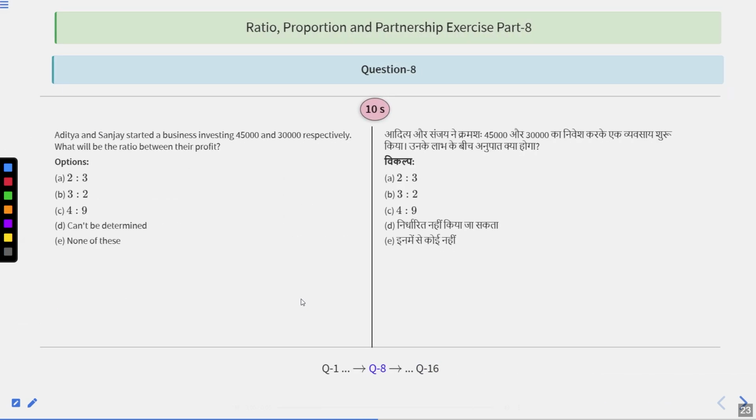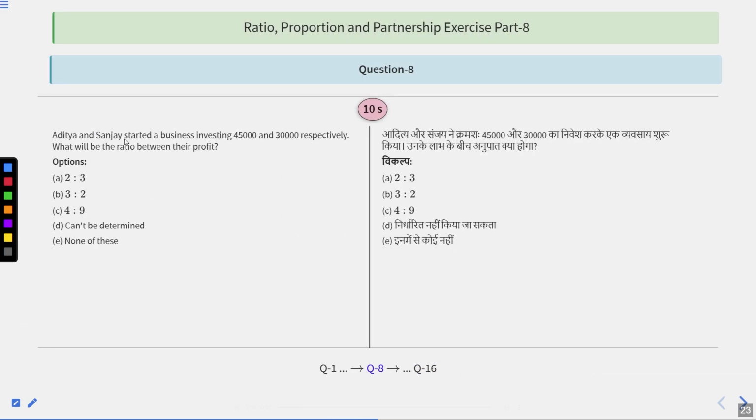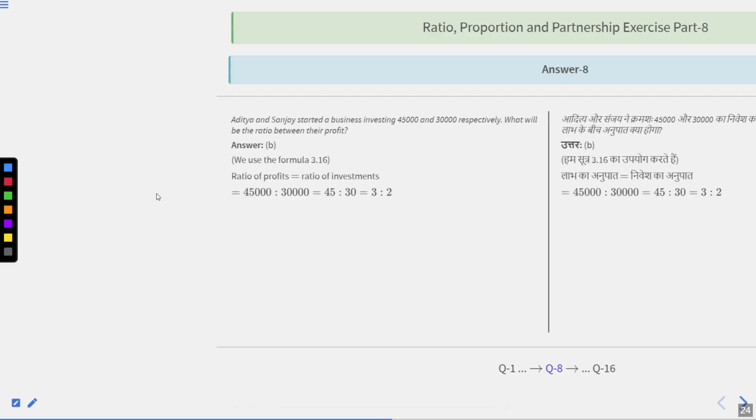Next one. Aditya and Sanjay started a business investing 45,000 and 30,000 respectively. What will be the ratio between their profits? You have 5 options and 10 seconds to analyze the question. Your time starts now. Now time's up. Let's see the solution.